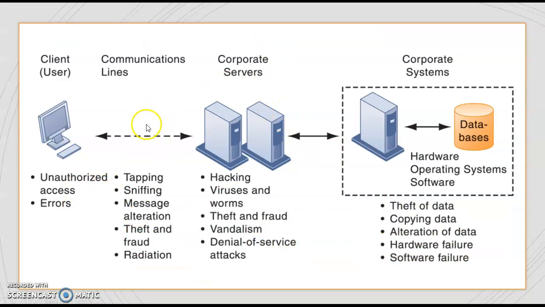Okay, so this is your computer. This is the communication line, the server, and this is the corporate systems. So usually what happened to your computer in the organization? Unauthorized access. Somebody tries to access your system, your data. And then maybe you have an error while doing your task.